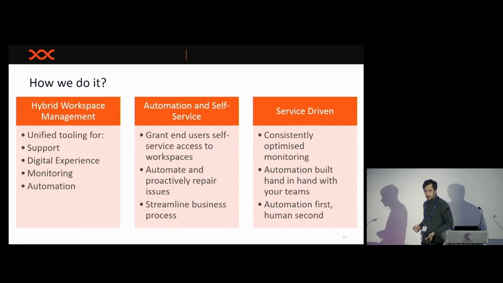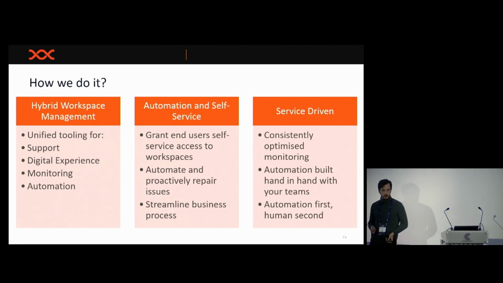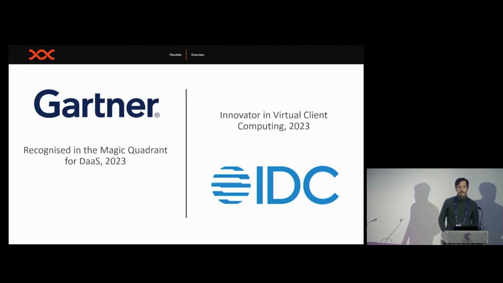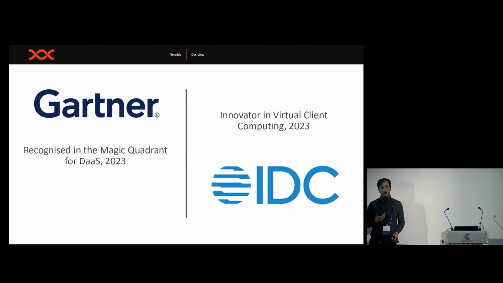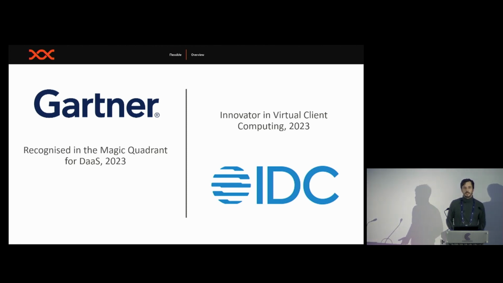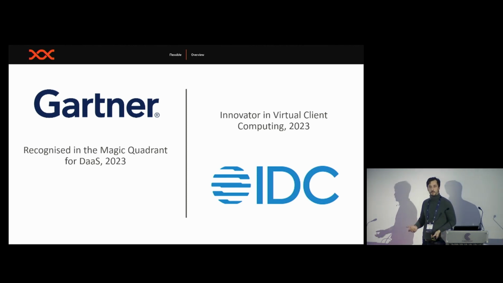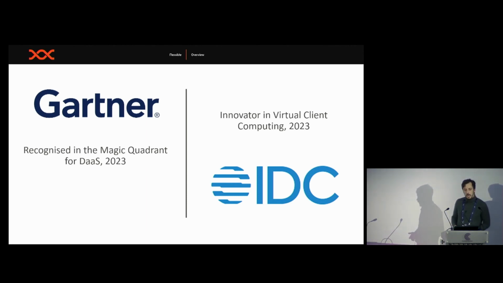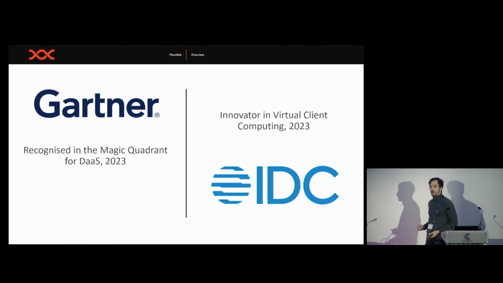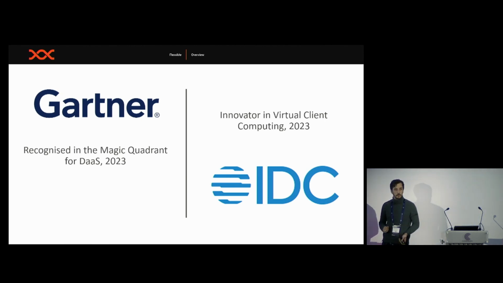So I'm running out of time, but I've got a couple other things to cover off quickly. This year, just to prove that we do know what we're talking about, we put a bit of work in. We were recognized, something that we're very proud of as an organization, by both Gartner and IDC. In Gartner, we are a niche player, but for an organization of our size, that's something we are very proud of, to be featured alongside the titans of the industry, such as Microsoft, AWS, Citrix, VMware. And we're also an innovator in virtual client computing by IDC for 2023 for our specialism in automation.